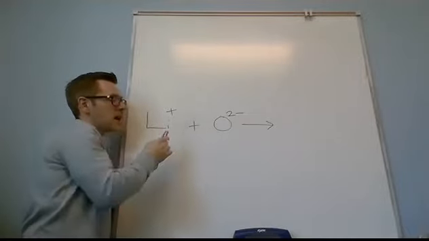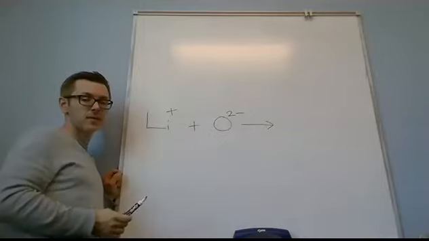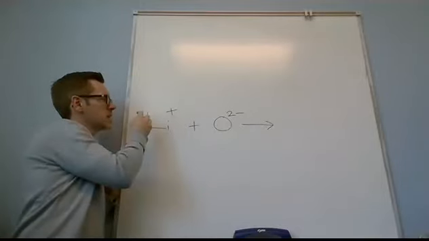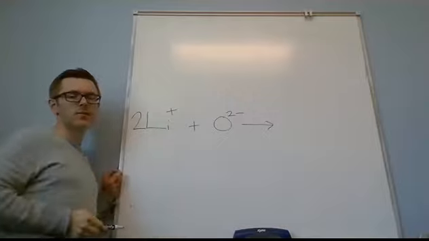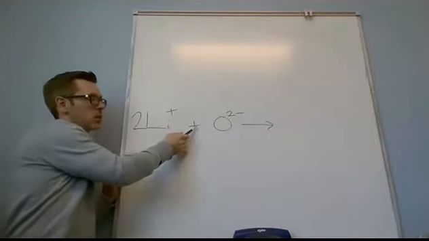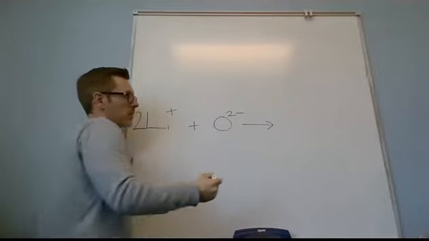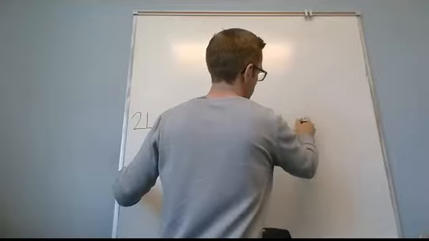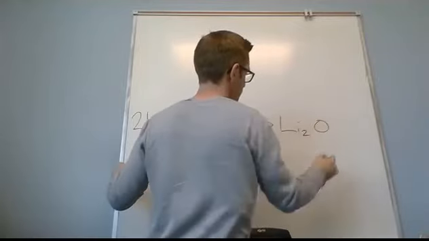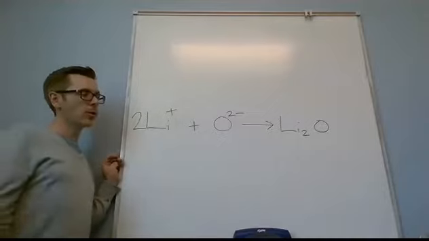Now, when I add these together, it won't give me 0, and that's a problem. It has to give me 0. So this just tells me that I need 2 lithiums. 2 single plus charges plus 1 single negative 2 charge is going to give me 0. So now I know that this forms a 2-to-1 mole ratio.